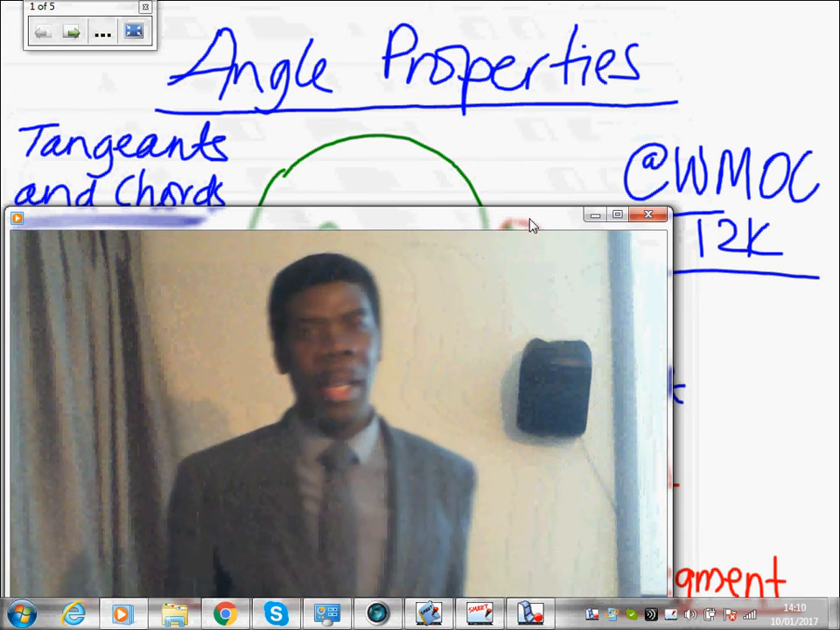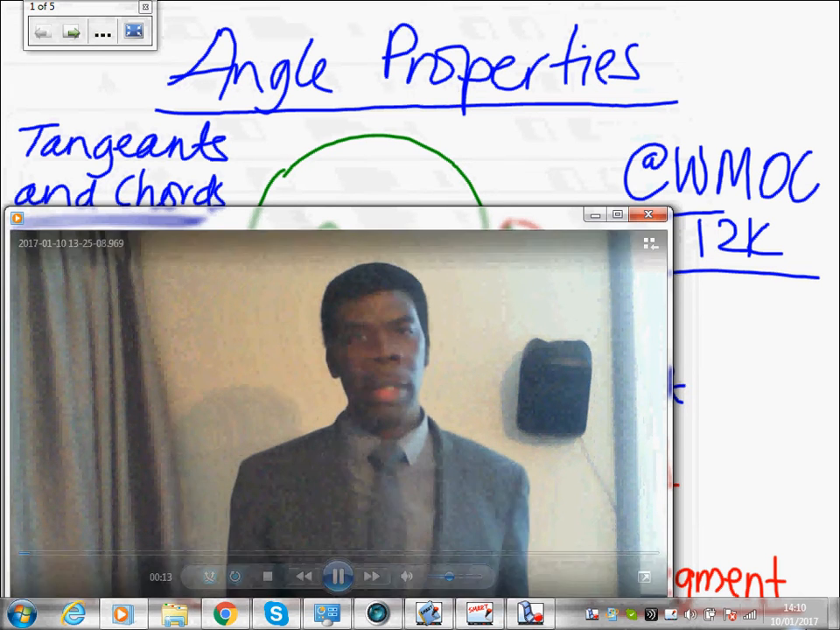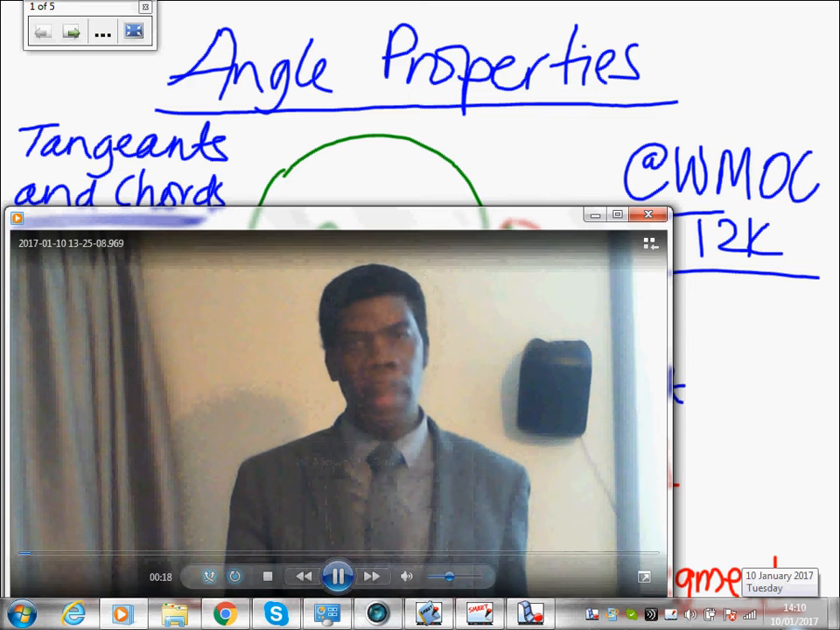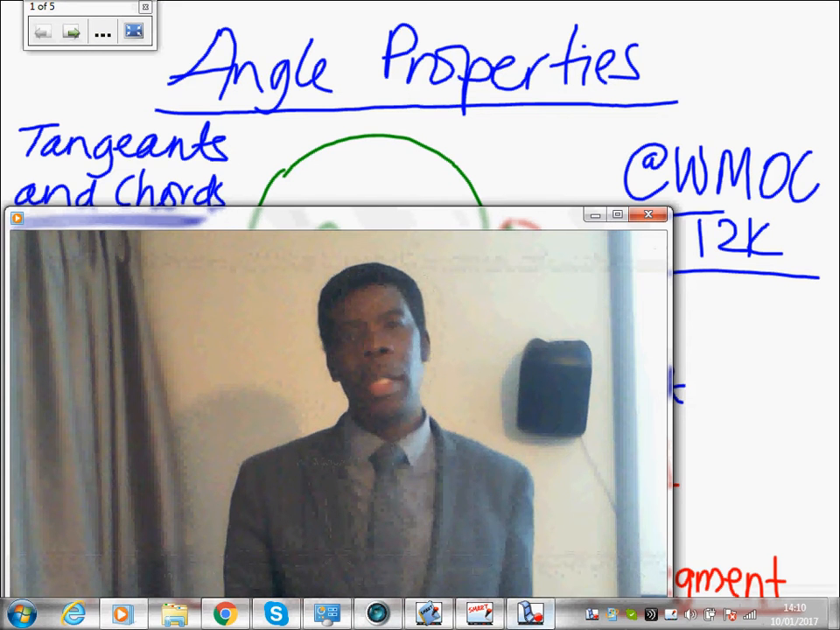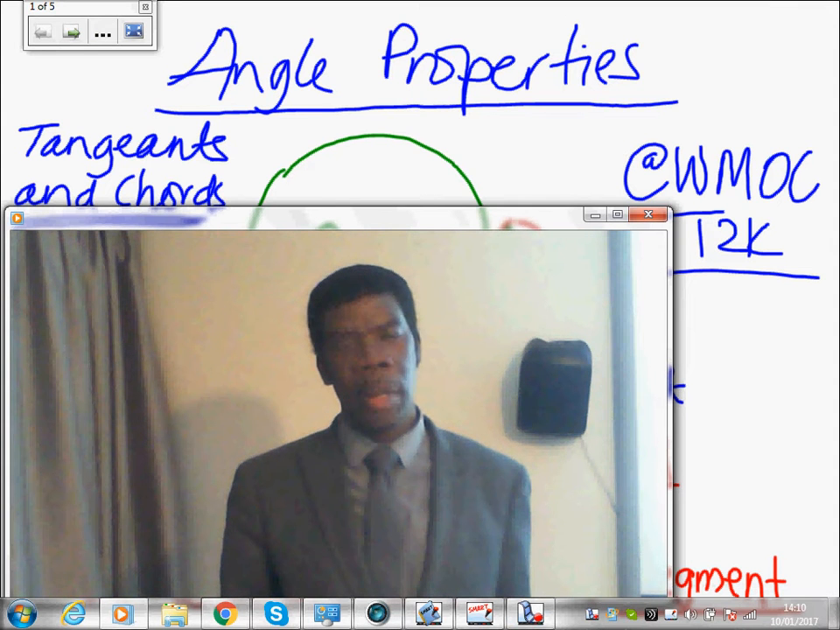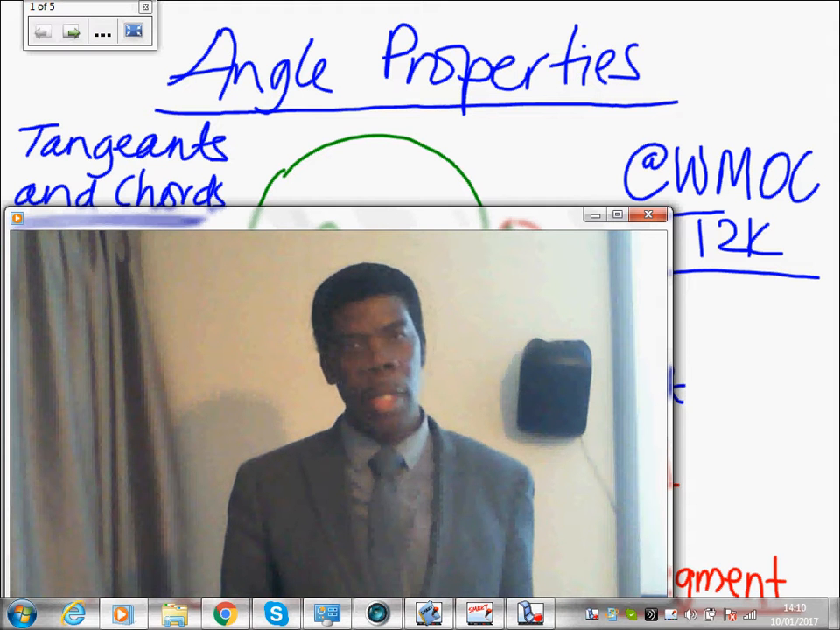Hello once again. We continue this topic on the angle properties, and we're dealing with tangents and chords. In the previous session, we began looking at what angles are formed where the tangent line meets the circumference of the circle, and when we drop a perpendicular line from the center of the circle to the point where a tangent meets the circle. So at that point, we will find that a perpendicular always makes 90 degrees.